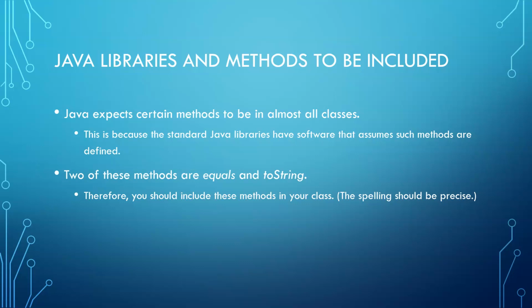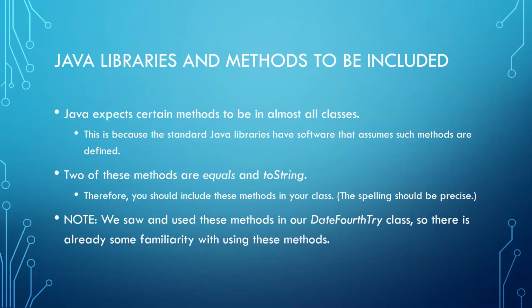Now, the spelling has to be precise, so you have to have lowercase equals and then lowercase t-o for an uppercase String. All right, you have to spell them exactly like that because that's how Java is going to be looking for them. Now, note we saw and used these methods in the Date4Try class in our previous lesson, so we already have a bit of familiarity with them, even if we haven't invoked them.